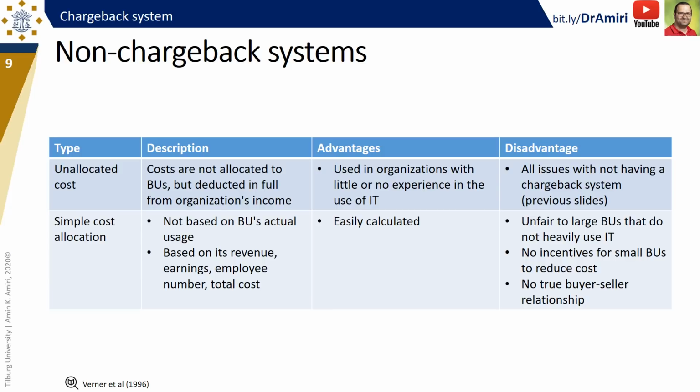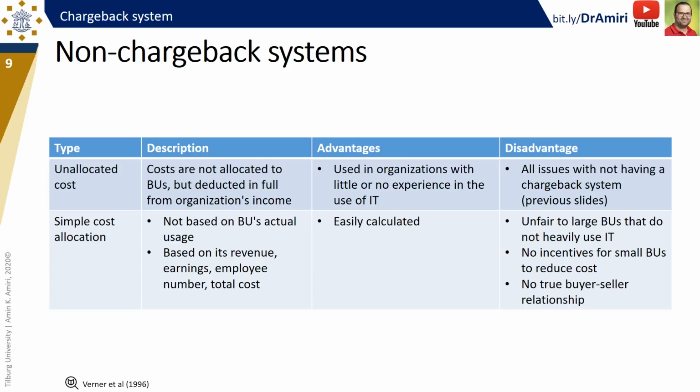The second type of non-chargeback systems is called simple cost allocation. You don't charge business units based on the actual service or product that they use, but based on their revenue, their earnings, their employee numbers, or their total cost. So these are not related to the actual usage. For example, the IT department at Tilburg University can charge different schools based on the number of students or the number of faculties or the number of courses.